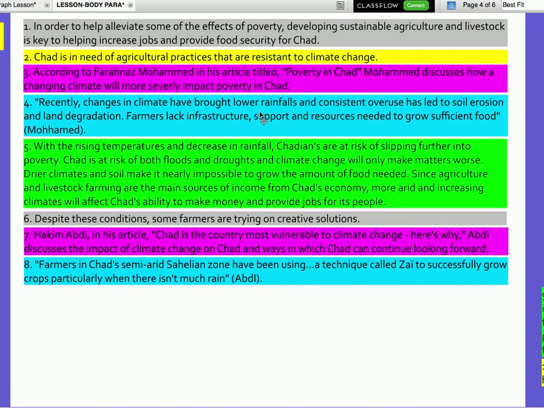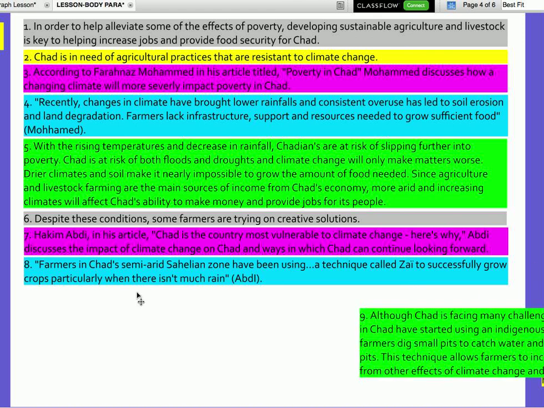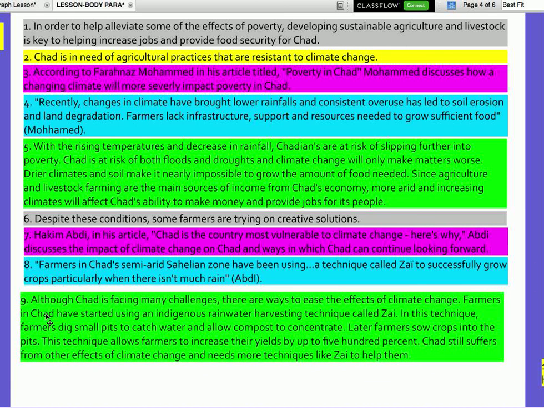My first piece of evidence supports my claim because it talks about the need that it has, right? It talks about the need that it has for these agricultural practices. My second piece of evidence talks about one of the ways that they're already starting to adapt. And then in this way, I can now talk about how they're starting to adapt, but they need more ways to adapt. So this is how I explain this evidence.